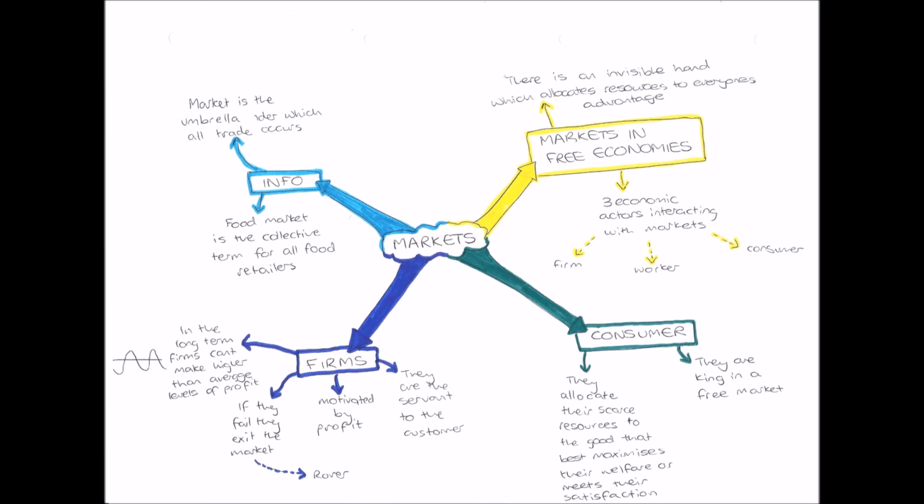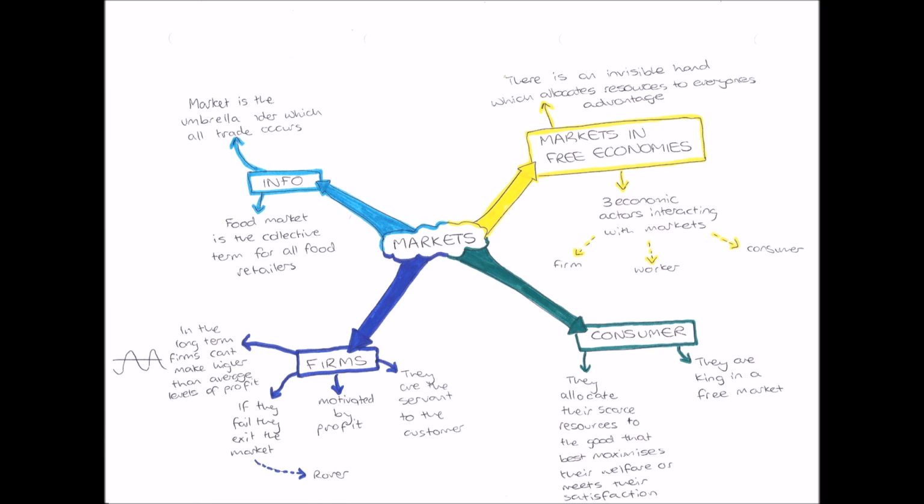So, consumers in markets in free market economies. They are known as the king in a free market. And this is because they allocate their scarce resources to the good which best maximises their welfare or meets their satisfaction. Now what that means is, consumers are king in a free market because they will allocate their small amount of money, their budget, to the goods which they best think will maximise their welfare and meet their satisfaction and do them the best. So they will spend their money where they choose, and that makes them king.